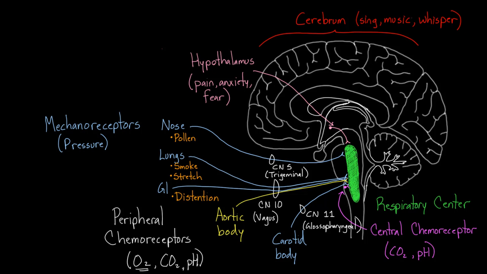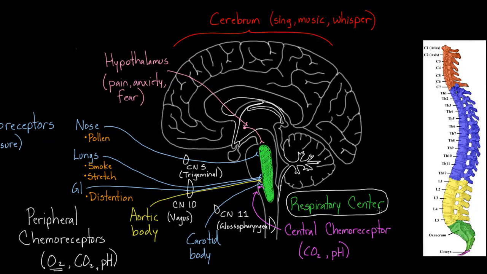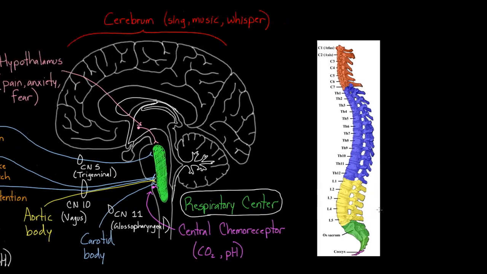But the good news for us is that our respiratory center doesn't always need to be voluntary. Otherwise, we would be up all night just thinking about breathing. In fact, you probably couldn't do anything else. So it's good that this respiratory center can work without us consciously always thinking about it. So once all this information comes in, what happens next? What does the respiratory center do with all that information?